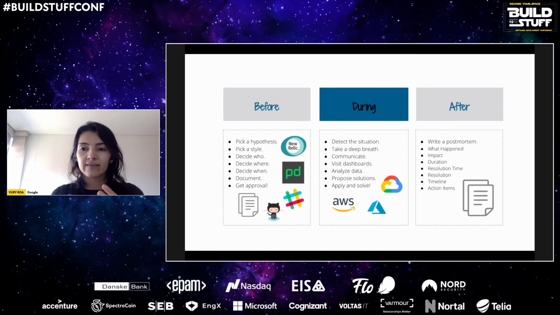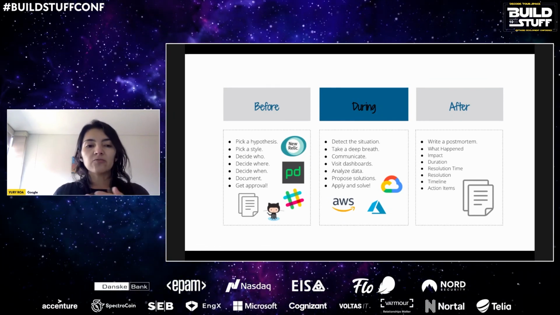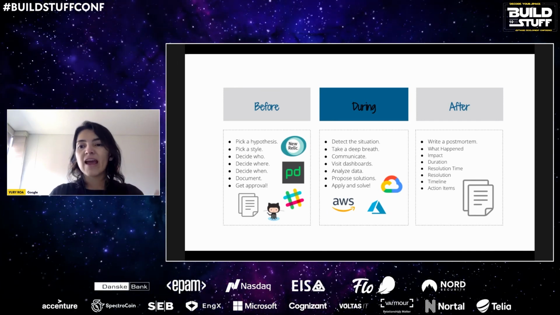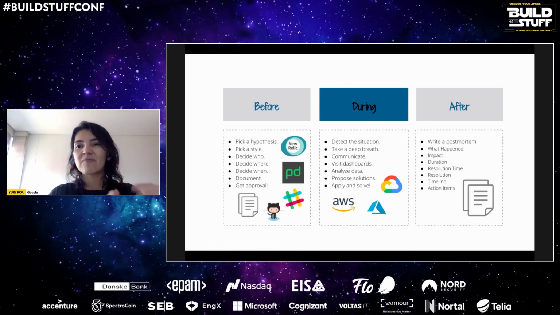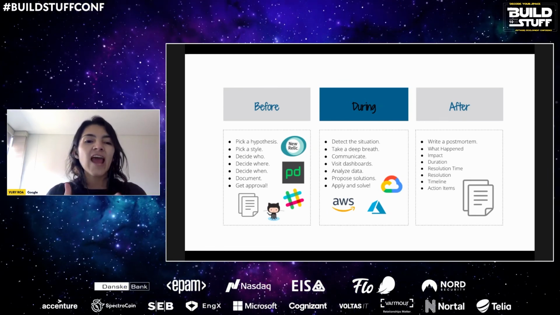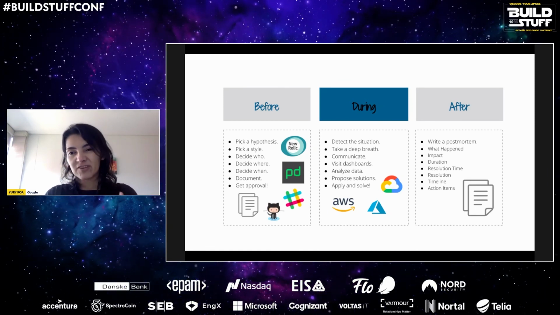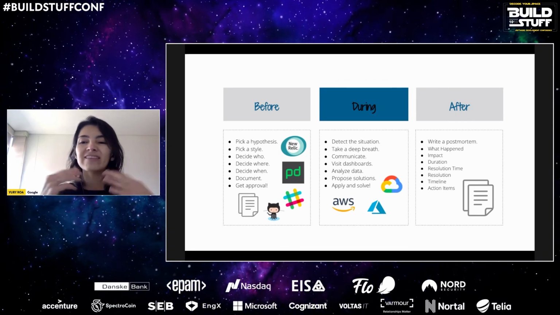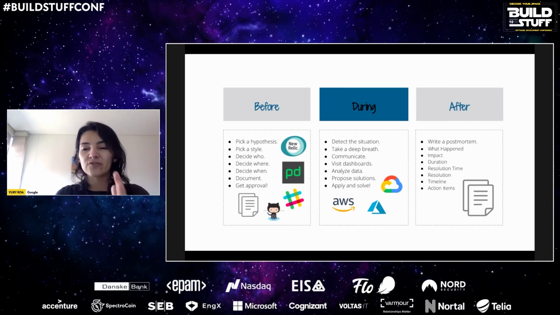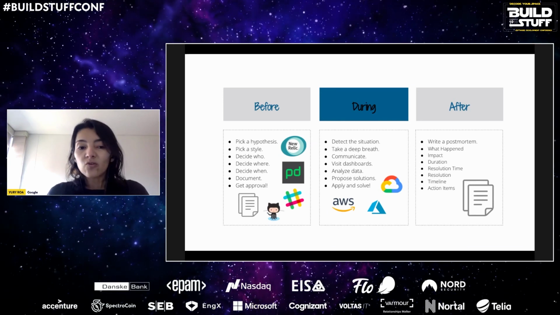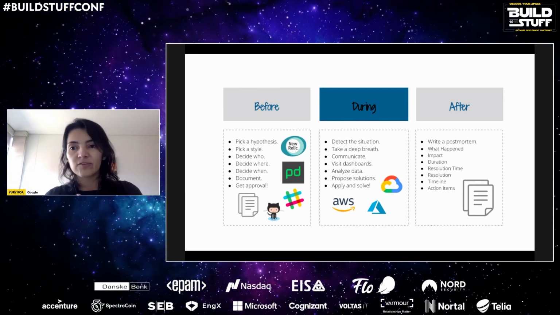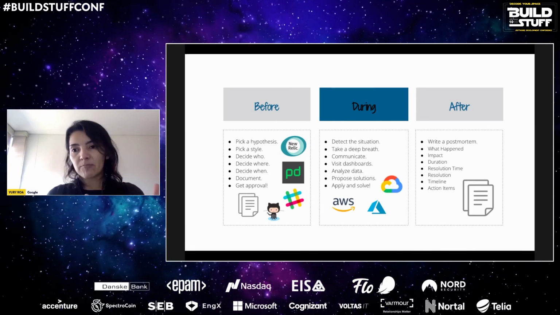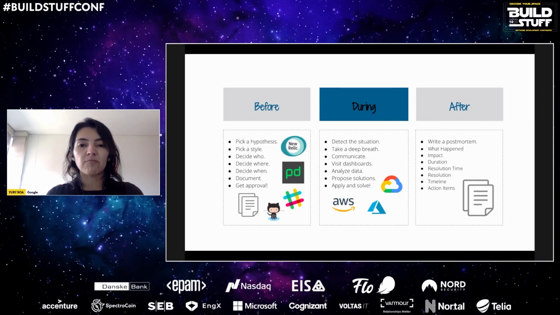Before the event, it is important to pick a hypothesis. If you remember, I told you about a hypothesis when I mentioned the principles of chaos engineering. Also pick a style. The previous slide is an example of a style, but there are more styles for running chaos game days. Decide who, decide where, decide when. Those are things related to planning, and document and get approval from your manager, for example.